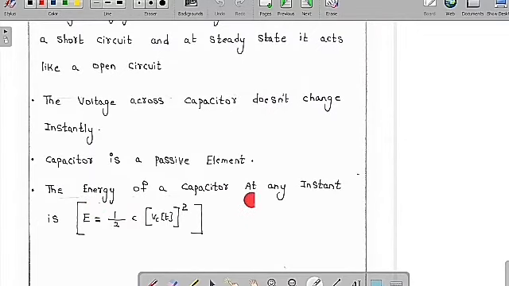The energy of a capacitor at any instant is E equal to half C Vc of t whole square, because the capacitor energy formula is E equal to half C V square. Since we want the energy at any time, it is half C Vc of t whole square. If you know the voltage across the capacitor at any time, put it in this expression and simplify, and we get the energy of the capacitor at that instant of time.